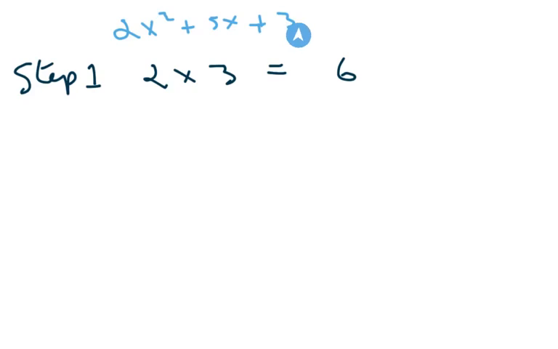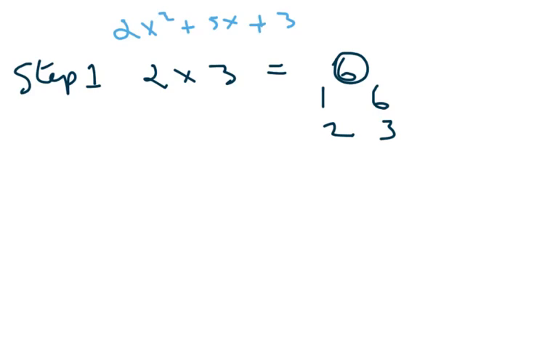So there's the 2 and the 3. We multiply the number before the x squared by the constant to give us 6. We then identify the factors of 6. The factors of 6 are 1 and 6, and 2 and 3. They're both going to be positive because it's a plus 6.